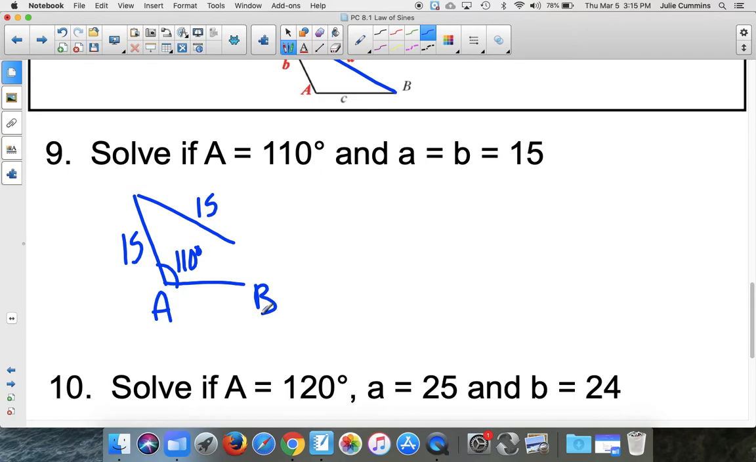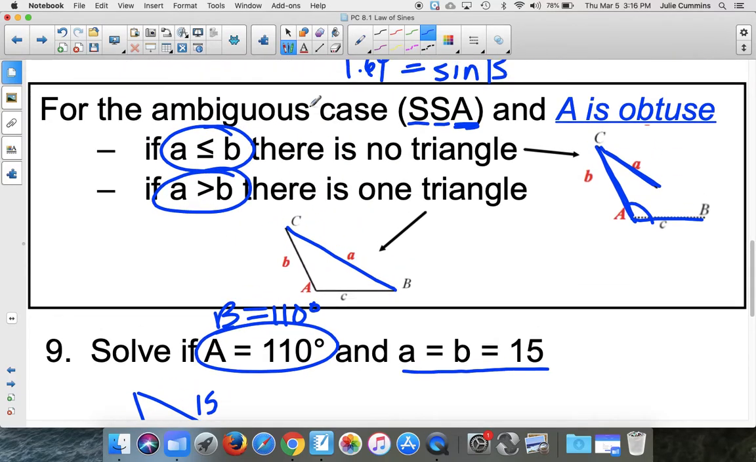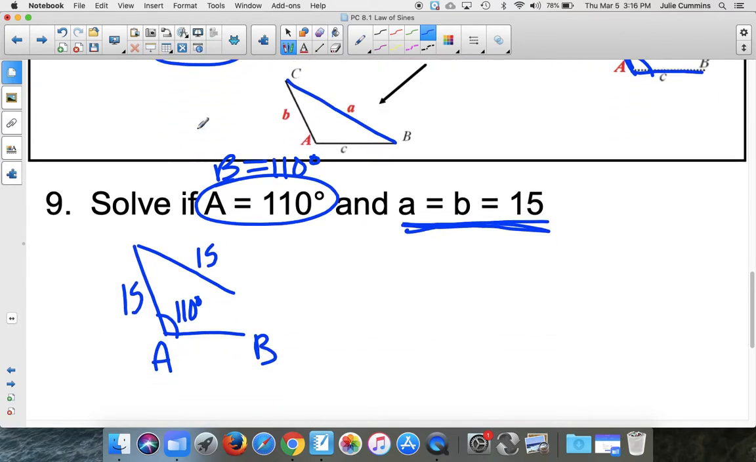Another way you can think about this is if side A and side B are both 15, that means it's an isosceles triangle, which means that angle A and angle B would have to be 110 degrees. Which clearly can't be true because already we're over 180 degrees and we don't even have angle C in there. So either way you look at this, and also if you look up here, this was our ambiguous case and we had A and B equal. That falls into this category. There is no triangle. So however you look at this, this is no solution. Can't do it.